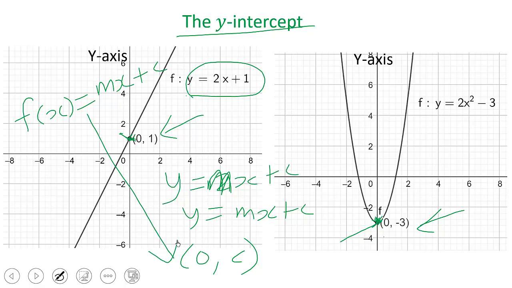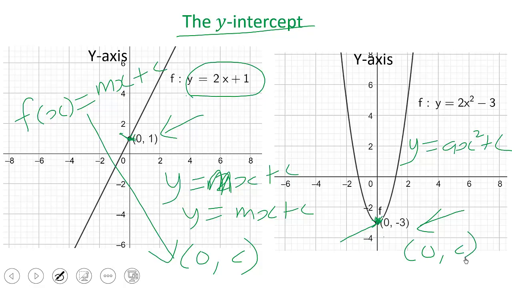For the quadratic function too, if the equation is of the form y equals ax squared plus c, then the y-intercept is given by (0, c).